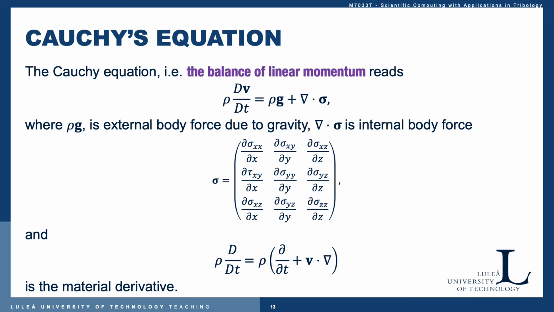The divergence of the Cauchy stress tensor or matrix, which is the internal body force. And here we can see the explicit definition of this one. And the material derivative, you're probably familiar with that. It is both the partial derivative with respect to time and then the velocity part of it. So V, the divergence between V and the nabla operator.